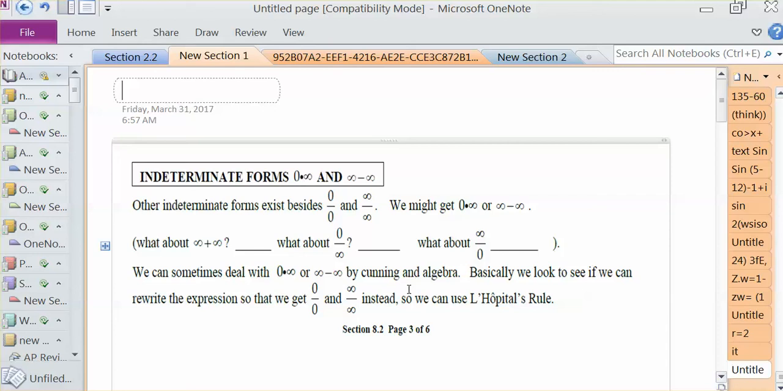Hello, welcome to a video on the second half of section 8.2 regarding L'Hopital's rule. So here we are near the bottom of page 3. Examples 4 and 5 were done in class.